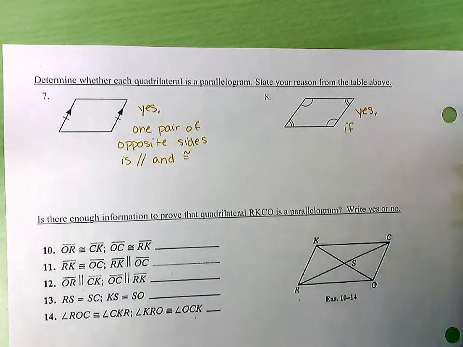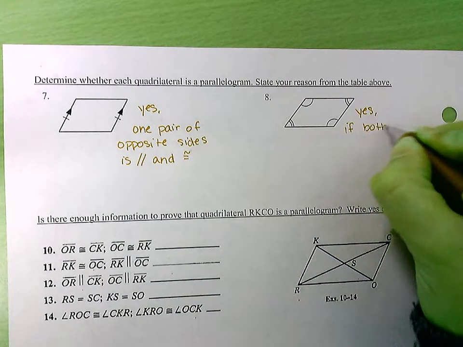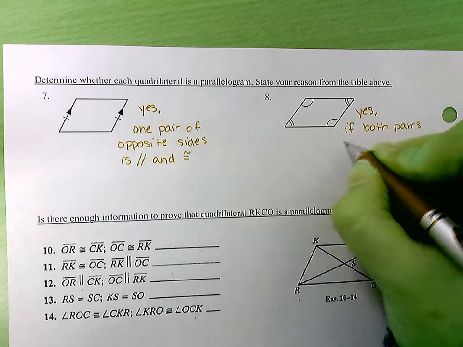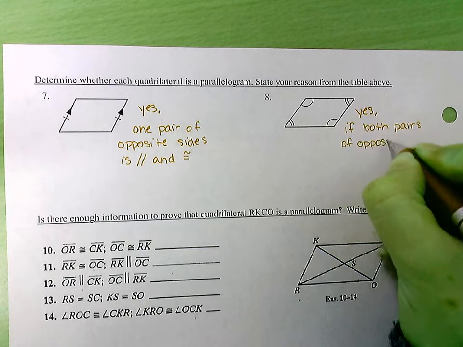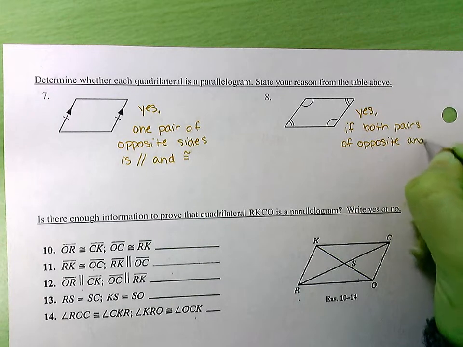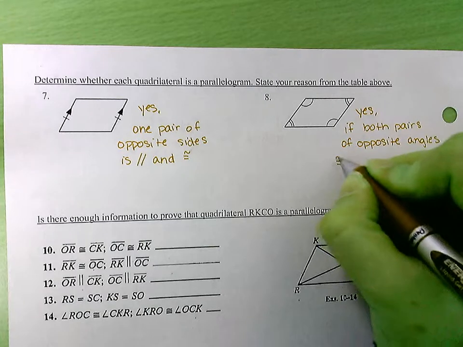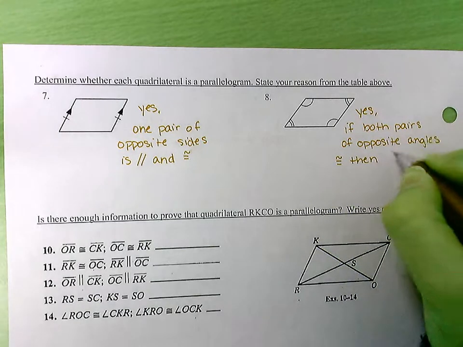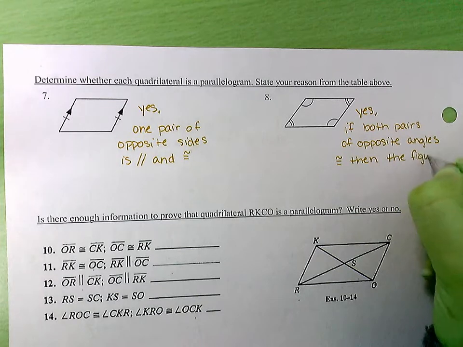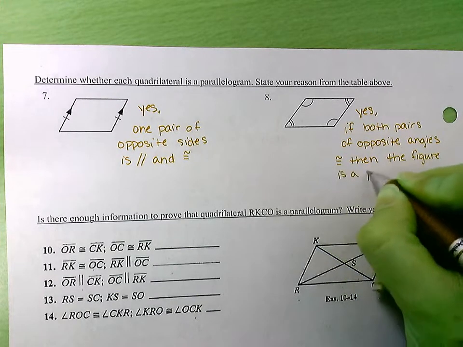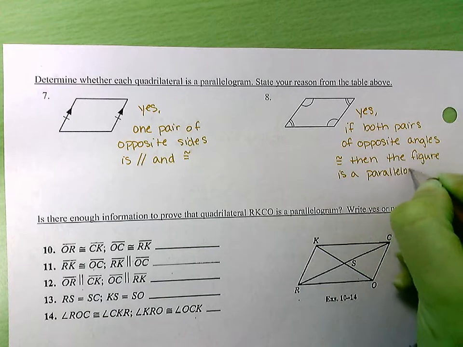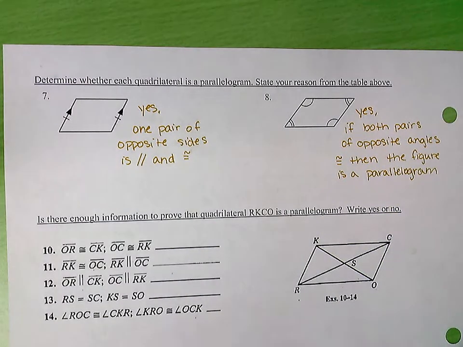And that statement is, if both pairs of opposite angles are congruent, then the figure is a parallelogram. Okay, so that's what you want to look for. You want to look for these markers within your figure and see if that is one of the statements from that table in the front. Okay, does that make sense?